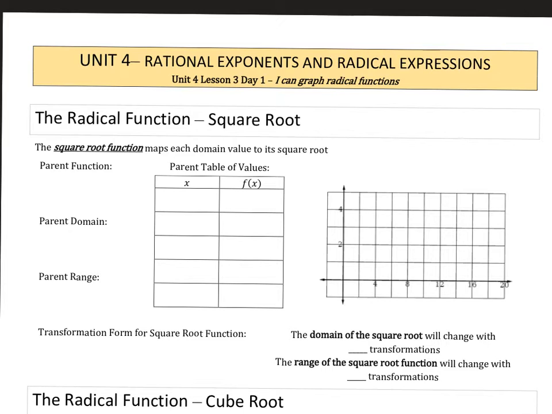So thinking about square root, what does square root even look like? Well, it looks something like that, doesn't it? So that is the parent function. That is the plain base version of this.